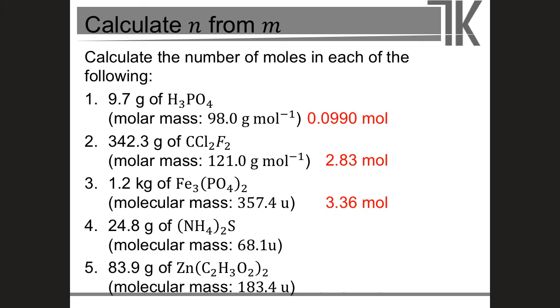Question 3 should be 3.36 moles. Question 4 should be 0.364 moles. And question 5 should be 0.457 moles.